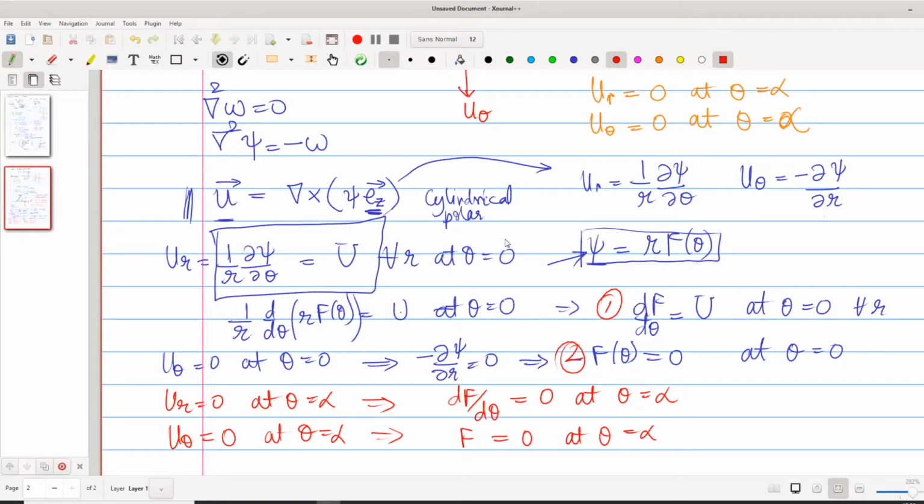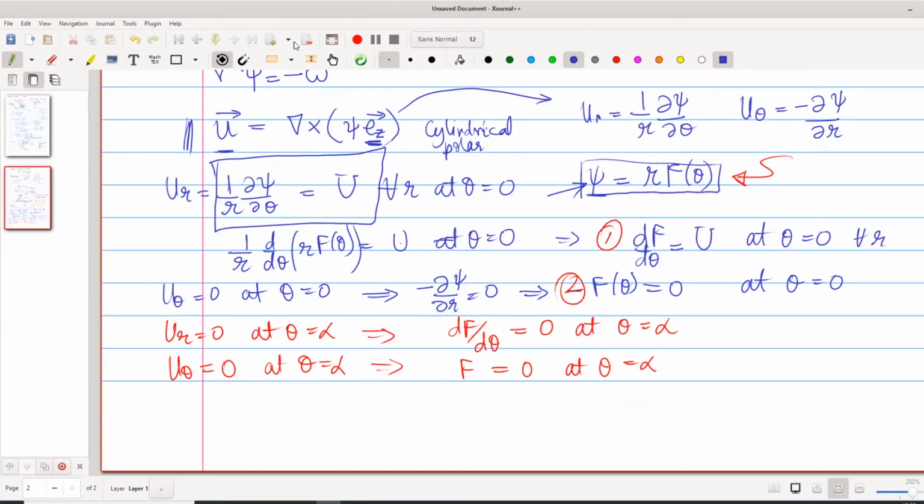And the first boundary condition has also prompted us the form that should be chosen for psi in order to have a consistent equation for the first boundary condition. Any other form of psi, if you include any other power of r, will not yield the appropriate boundary condition, and hence this particular choice is the only consistent form. Okay, so now let's solve this problem.